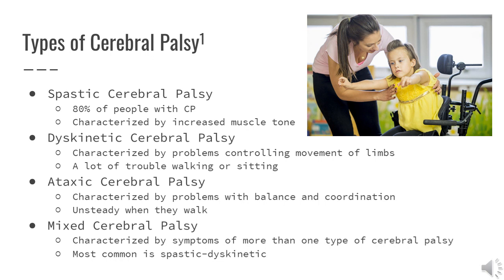Spastic is the most common and is characterized by increases in muscle tone. Dyskinetic indicates issues with controlling the movements of the hands and limbs, making walking and sitting very difficult. Ataxic has problems with balance and coordination, leading them to be pretty unsteady when they walk. And last is mixed cerebral palsy, and this is characterized by having symptoms of more than one of the above mentioned types of cerebral palsy. But the most common form of this is spastic dyskinetic cerebral palsy.